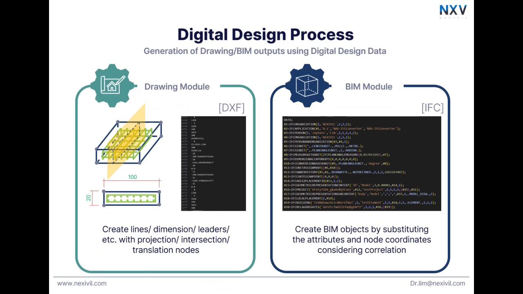The second phase of digital design involves utilizing the digital design data defined in the previous step to produce end-user outputs, such as 2D drawings and 3D models. For 2D drawings, the symbols and expressions used in each industry must adhere to established protocols, and 3D models must comply with the IFC standard classification. NEXIVIL enhances the convenience of digital design by offering data generation modules tailored to each standard.